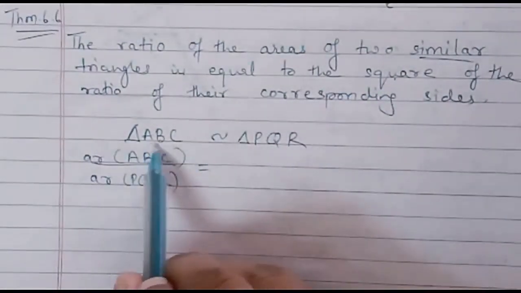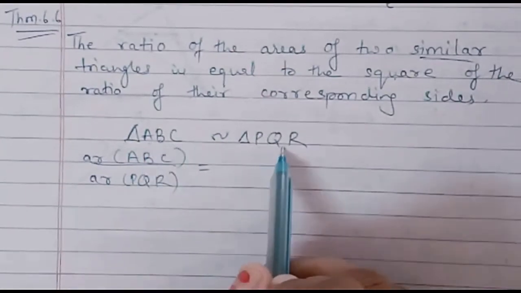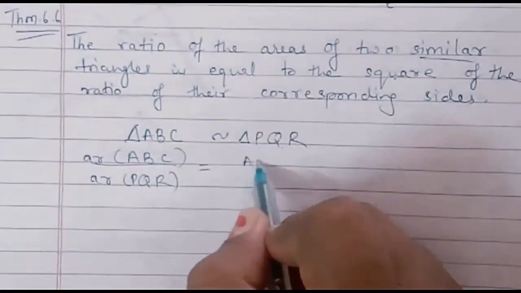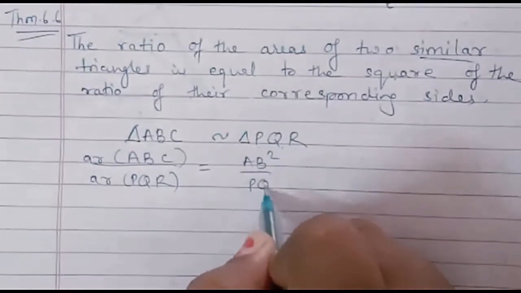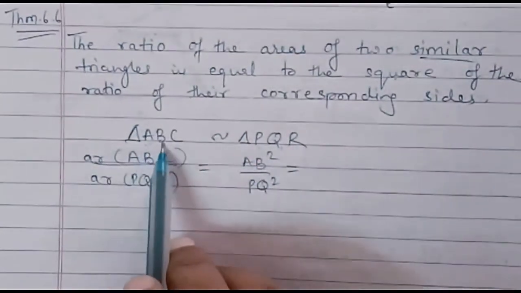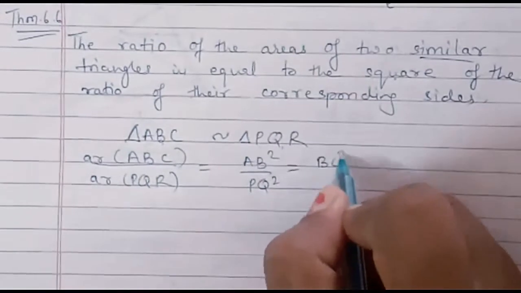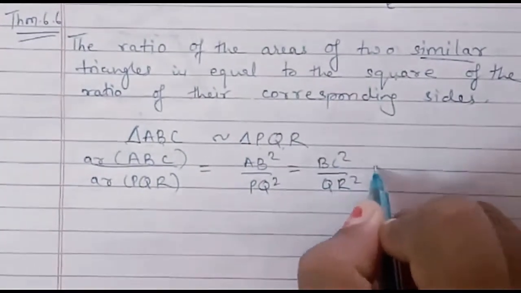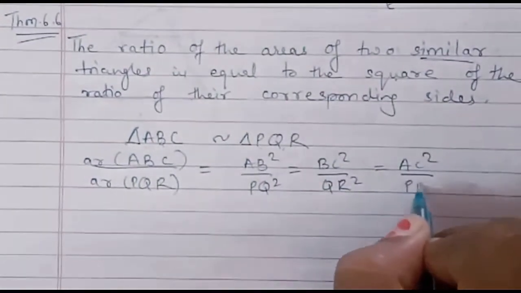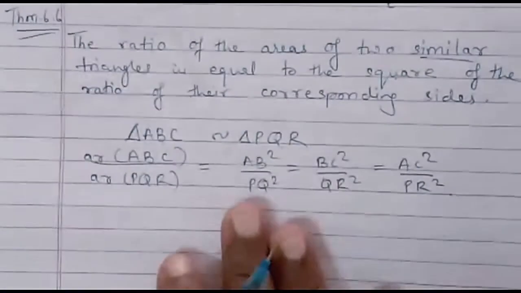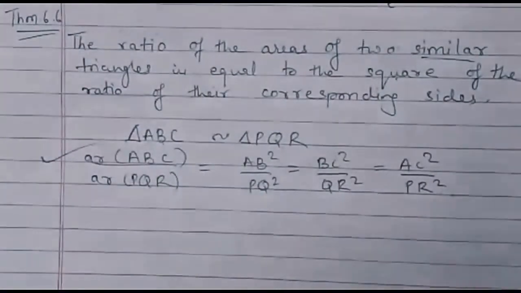So let me consider, if I am taking AB, so its corresponding side will be PQ. So it will be AB square by PQ square. Now suppose you don't want to take AB, you want to take BC. So it will be BC square by QR square, and in the same way AC square by PR square. Now let us prove how this result is to be obtained.